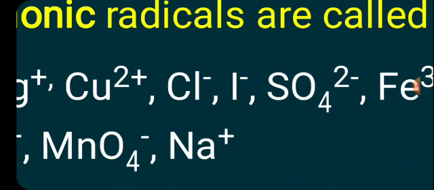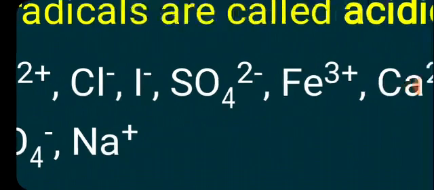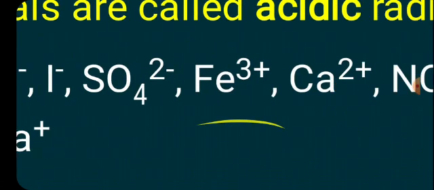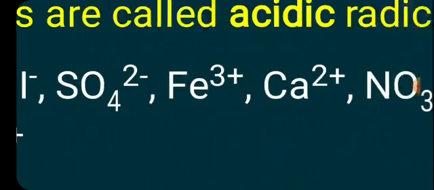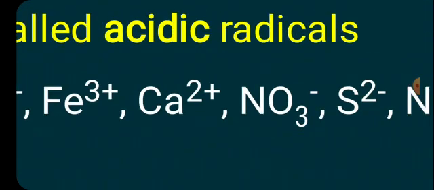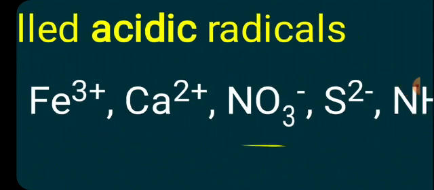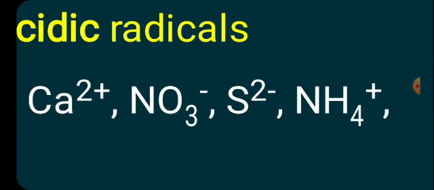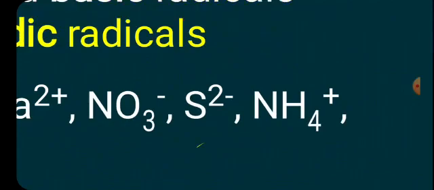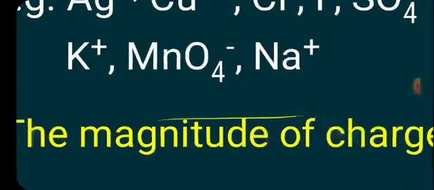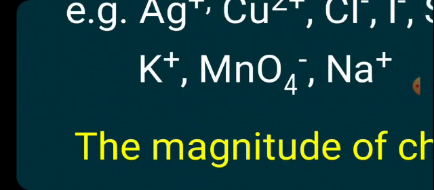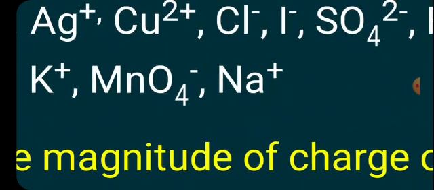Iodide ion acidic, sulfate ion acidic in nature. Anionic radicals are acidic in nature. They are negatively charged ions. Ferric ion basic in nature. Ca2+ basic in nature. Nitrate ion acidic in nature. Sulfide ion acidic. Ammonium ion basic. Potassium ion basic. Permanganate ion acidic. Sodium ion basic in nature.